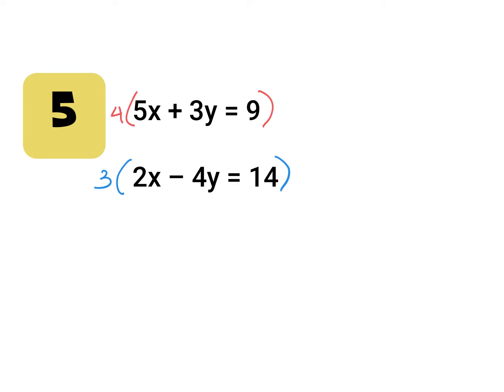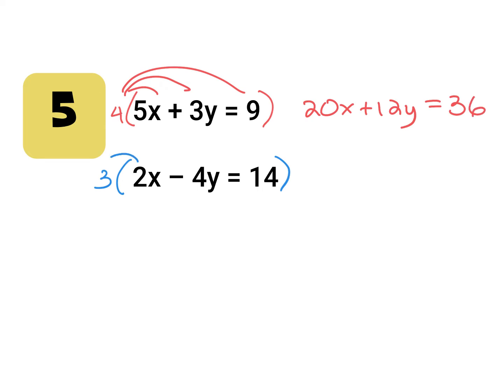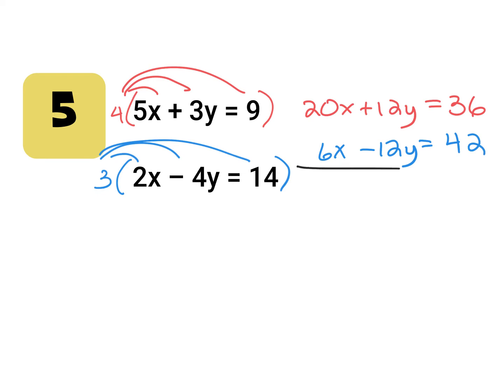So I'm going to go ahead and distribute the 4 to each one of the terms in this equation. I get 20x plus 12y equals 36. Next, I'm going to distribute the 3. I get 6x minus 12y equals 42. I'm now going to add my 2 equations. The y's cancel, and I end up with 26x is equal to 78.